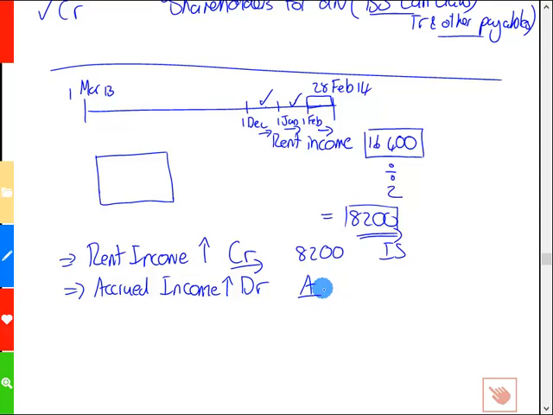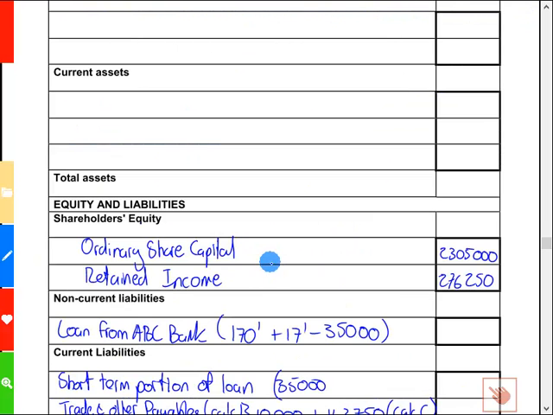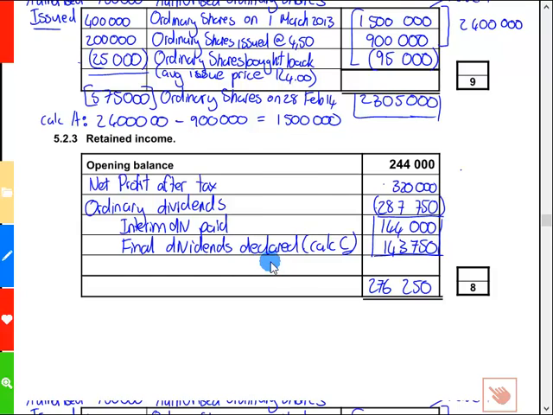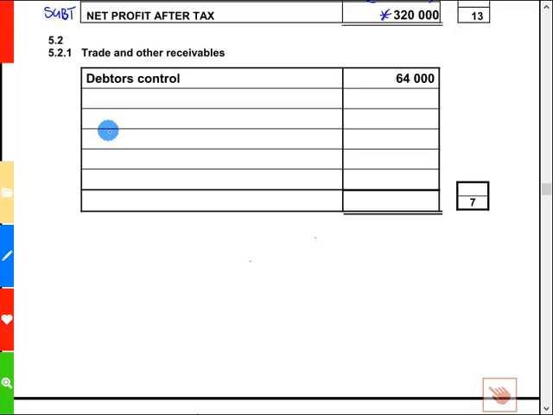It's going to be part of my assets under current assets. Why is it a current asset? Because we're hoping that we're going to get this 8,200 Rand within the next 12 months. So that's why it's a current asset. So we go to our balance sheet, and we were actually asked to do the trade and other receivables note. So we can go to that note and we can fill in accrued incomes of 8,200 Rand.